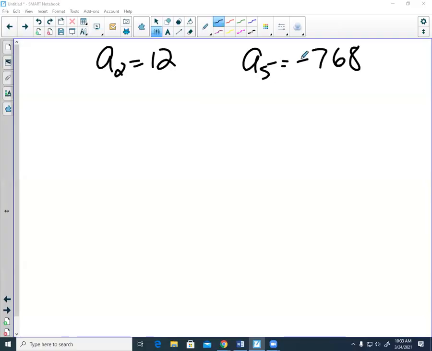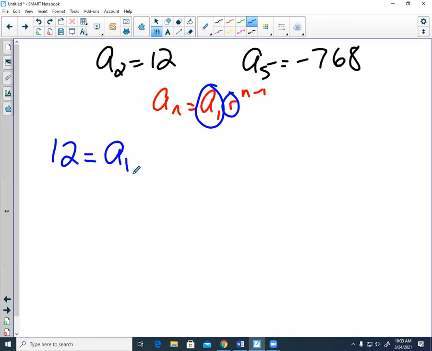So I'm going to set up 2 equations. I'm going to set up one equation using the A2 part, and I'm going to set up another equation using the A5 part. So I know that they're both going to go into the equation an equals a1 times r to the n minus 1. I'm going to have 2 unknowns here. One unknown is going to be right here, and one unknown is going to be right here. Everything else should be able to be plugged in. So for the first one, an is 12. A1 I don't know, r I don't know, but I do know that this is going to be 2 minus 1. On the other side, negative 768 is equal to a1 times r to the 5 minus 1.